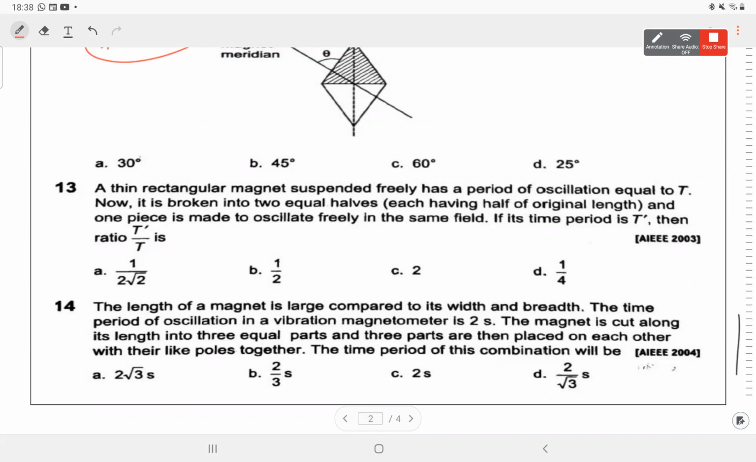14th: the length of the magnet is large compared to its width and breadth. The time period of oscillation of the vibration magnetometer is 2. The magnet is cut along the length into 3 equal pieces, and the 3 parts are then placed on each other. So in 14, when we cut it into 3 pieces, mass becomes 1/3, length becomes 1/3. So each portion's moment of inertia becomes 1/27. Then we multiply by 3, that becomes I/9, and from that I/9 we will find out the time period of this combination as 2 pi under root.